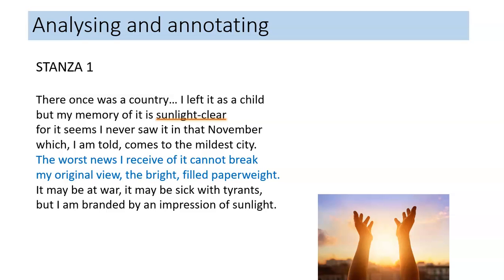She says then, "For it seems I never saw it in that November, which I'm told comes to the mildest city." If you think about the weather in November, we wouldn't usually think of it as being mild. We'd think of it as being quite cold and wintry. So again, this could be an indication of how she never really saw the city in a negative way. She always has this overwhelmingly sunny view of how her city was or is. She says then in the blue bit, "The worst news I receive of it cannot break my original view."